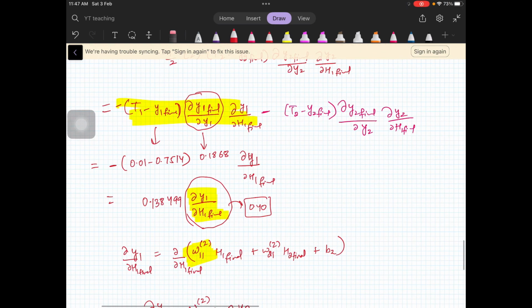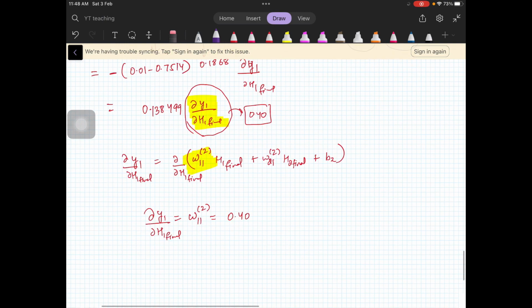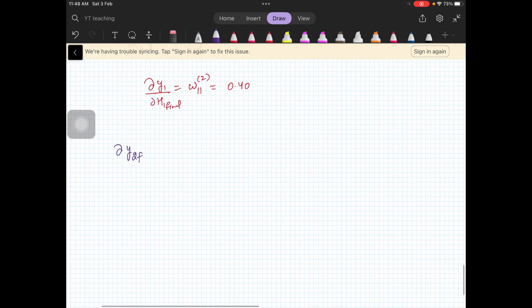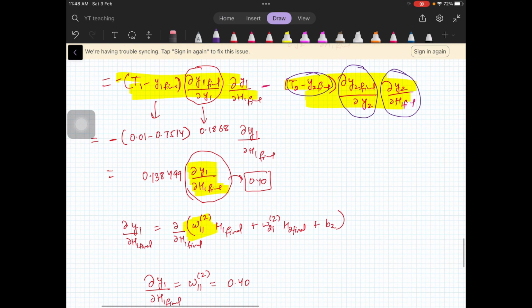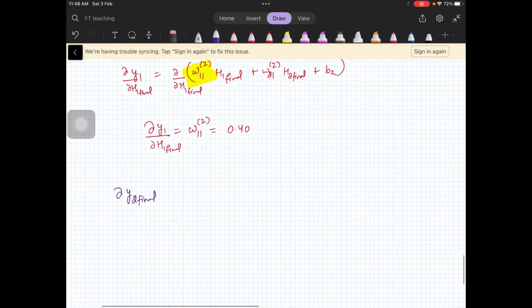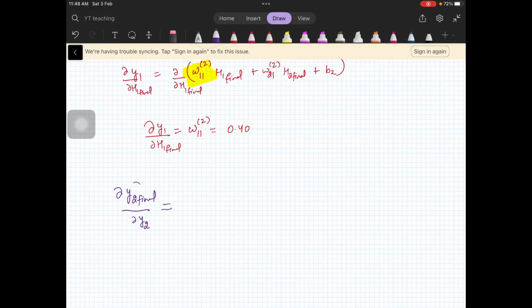Now let us look at the second term here. This is our second term, right? If you look at the second term, we can put all the values here, and we know we have to find out this and this. So let us do that. I want to find out ∂Y2 final with respect to Y2. Can you think about what it should be? What is Y2 final with respect to Y2? It's just the activation function.